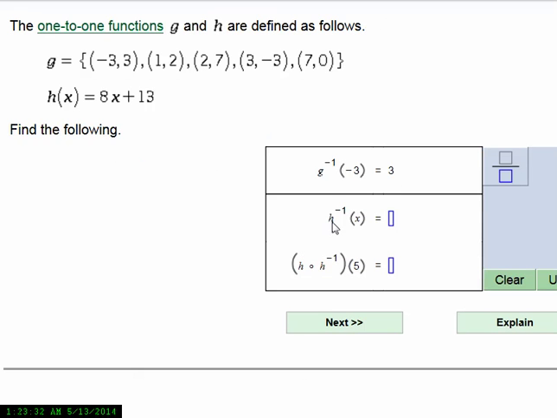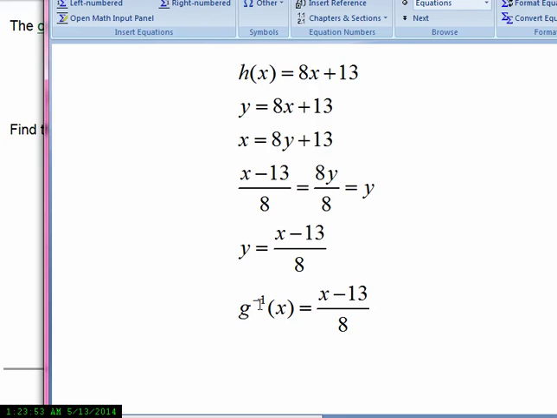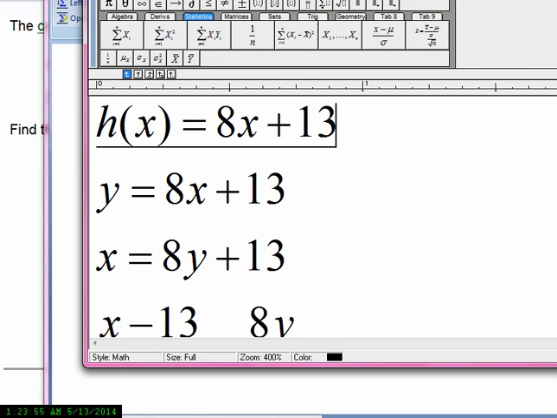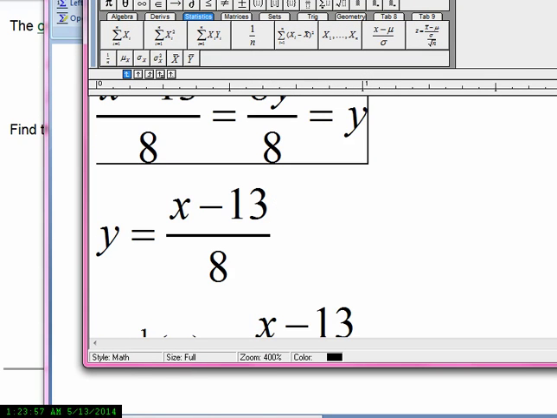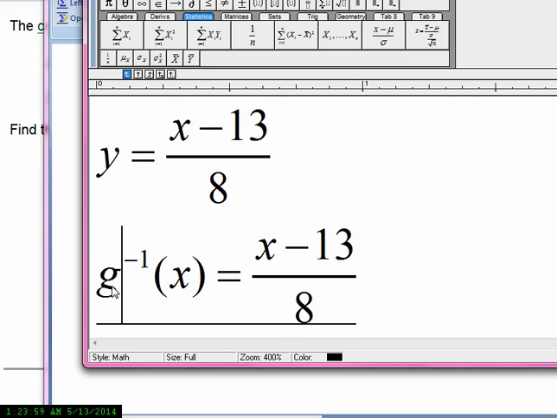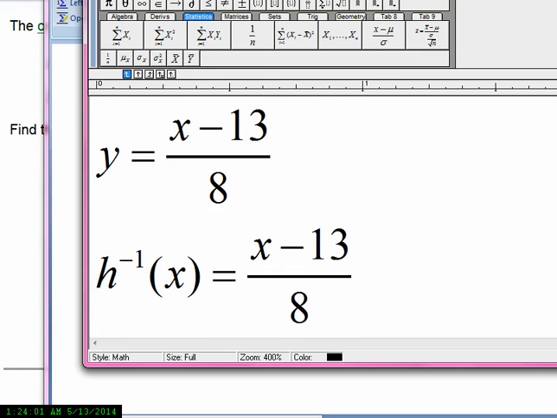Excuse me, h inverse equals x minus 13 all divided by 8. Oops. So let me go back there and fix that in my equation. Yeah, so this would be h. Sorry, I apologize.